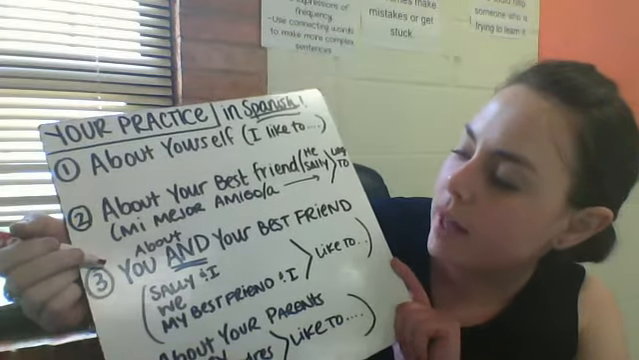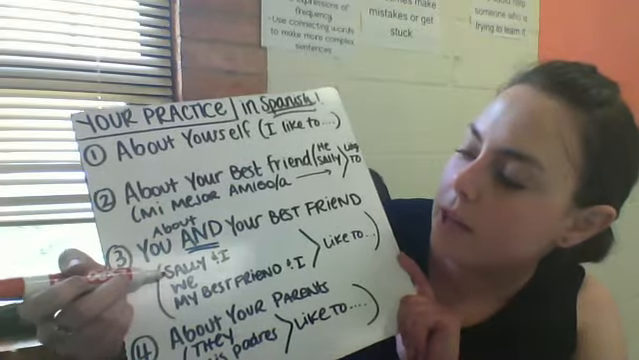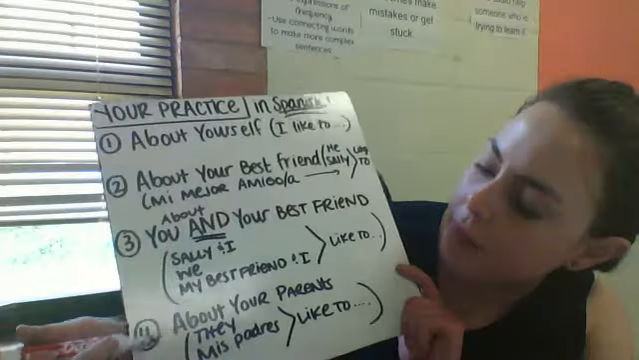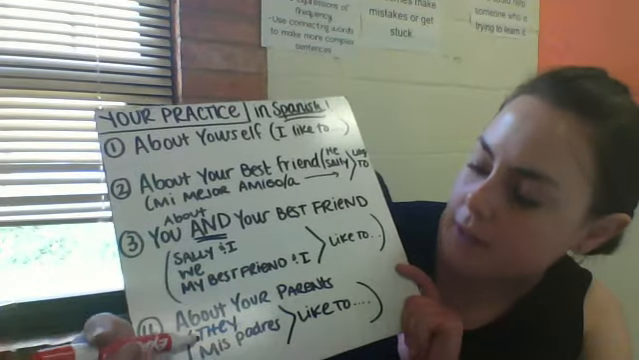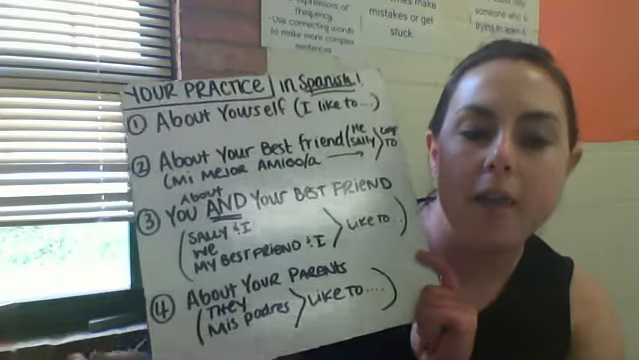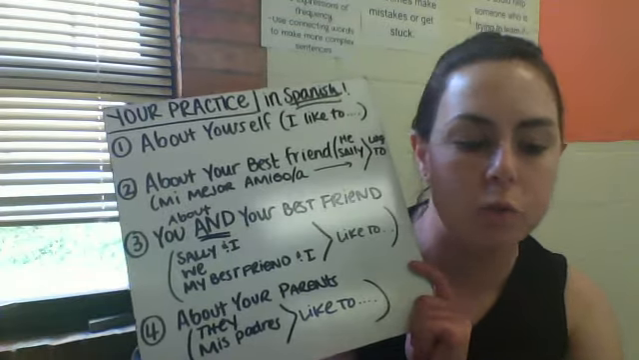Then you and your best friend, about both of you, to say we, or you could say their name and I, or my best friend and I like to, blah, blah, blah. And then finally about your parents to say they like, or my parents like to, mis padres. And then make sure that you're using a different activity, a different infinitive for each one of these.